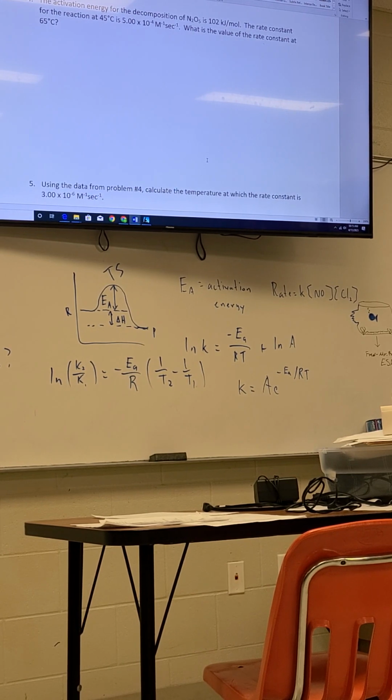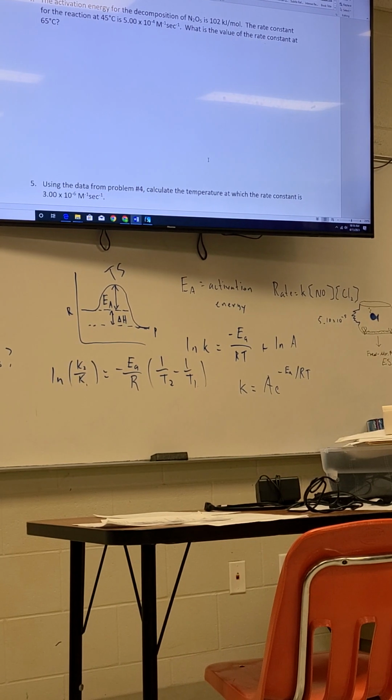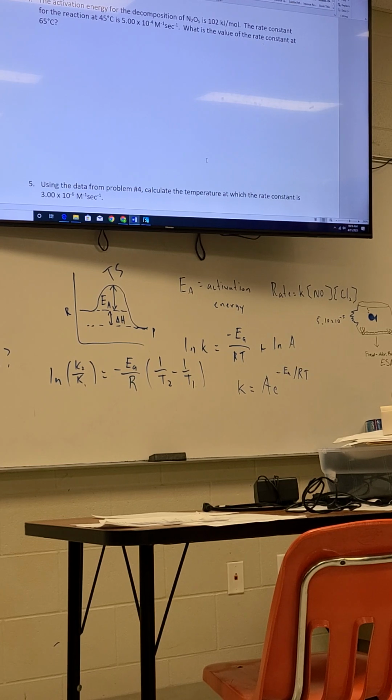What are we finding? K2. K2's what we're solving for. Okay, then what's the second temperature though? Are they the same? The second temperature is 65 degrees Celsius. Wait, but that's the first temperature. Are they the same? What's R supposed to be? R is 8.314, because it's energy.